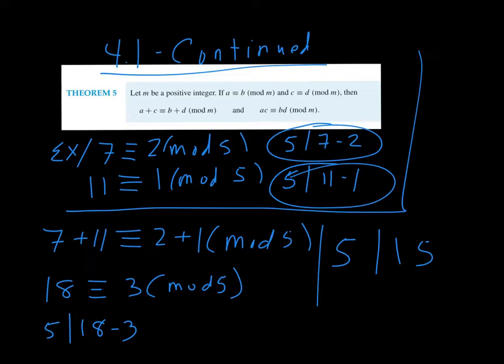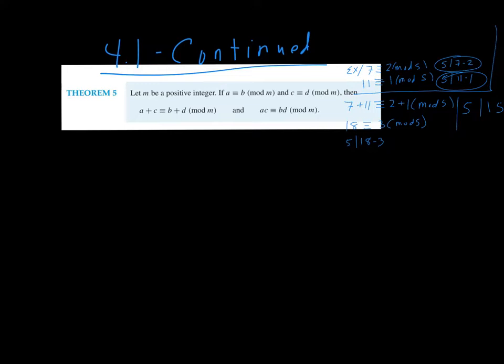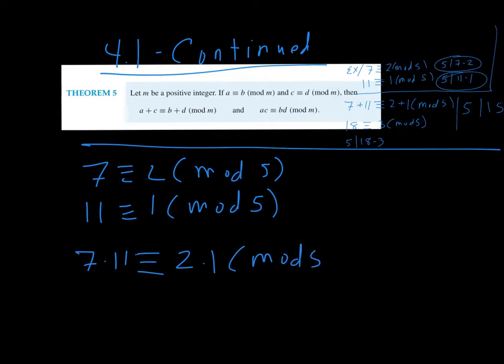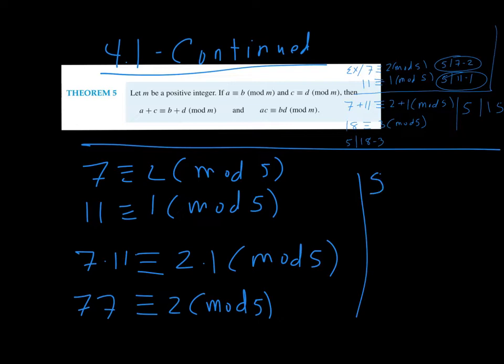So now let's see how the multiplication one works. We have these two congruences again. 7 is congruent to 2 mod 5, and 11 is congruent to 1 mod 5. So if the theorem is true, we should get that 7 times 11 is congruent to 2 times 1 mod 5. So 77 should be congruent to 2 mod 5. And that's certainly true, because 5 will divide 77 minus 2. That is, 5 will divide 75. So we've confirmed that one, and we've confirmed that one. We've shown examples of applying those two parts of the theorem.